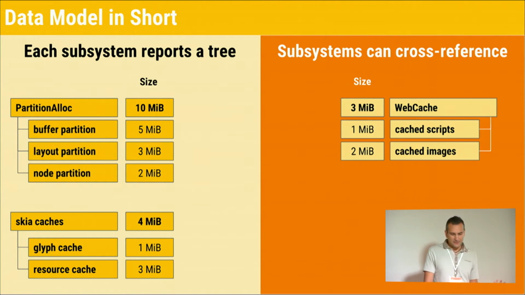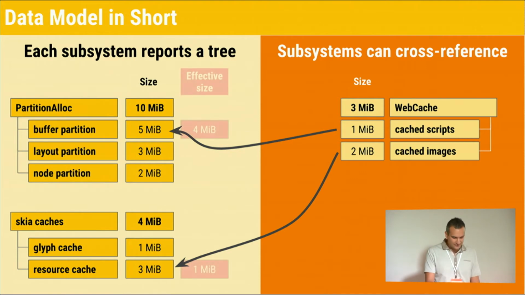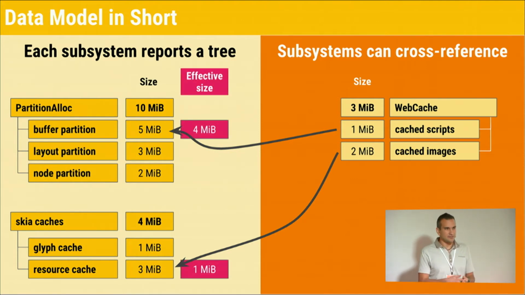But now the problem is that these cached scripts and images are not isolated. What actually happens in reality is that the scripts take some memory that has been allocated via partition alloc, and the images use some resource cache that lives inside of Skia. So one of the very nice things that this tool does is having a way to keep track of this relationship.